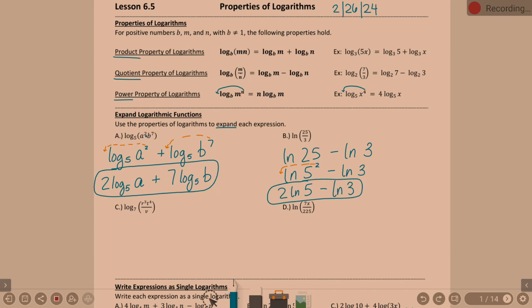Okay, so you've seen all 3 properties used. Obviously, it's not going to be unusual to have multiple properties happening within a problem. Okay. C. Log base 7 of r to the 3rd t to the 4th over v.